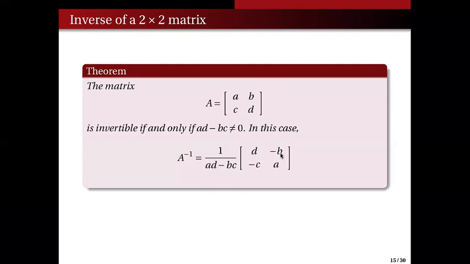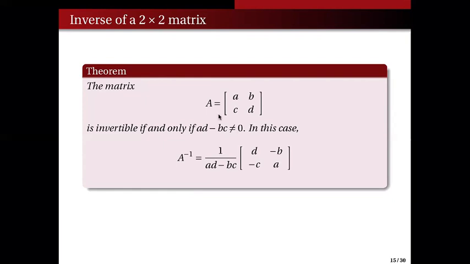So what happened here? From the original matrix, A and D were interchanged. So this becomes D and A here. And then B and C were negated. So negative B here, negative C here. You don't interchange B and C. You just put a negative. For A and D, you have to interchange.